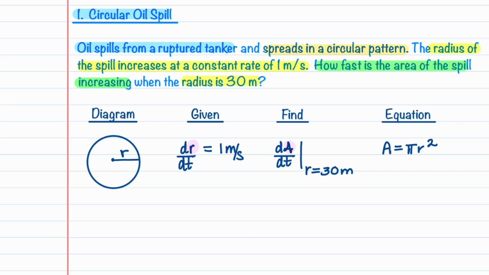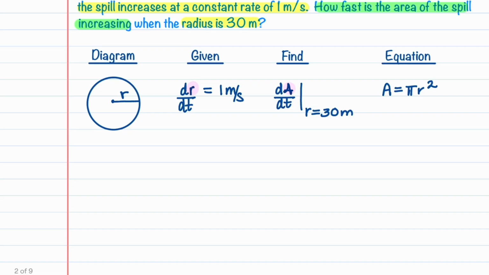Now what we need to do is differentiate this equation with respect to time. Let's write down our equation. We have A equals pi r squared. Then we take the derivative with respect to time of both sides. So we have dA/dt is 2 pi r times dr/dt. Both of these quantities are functions of time.